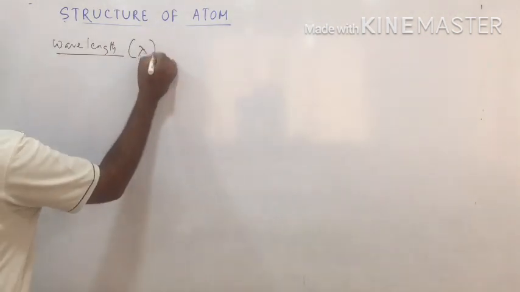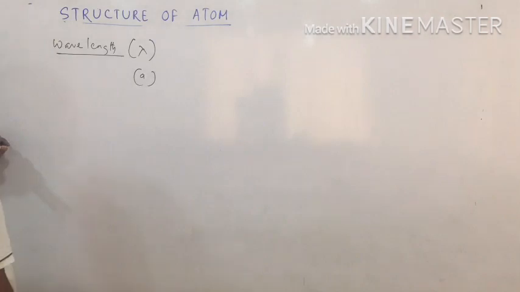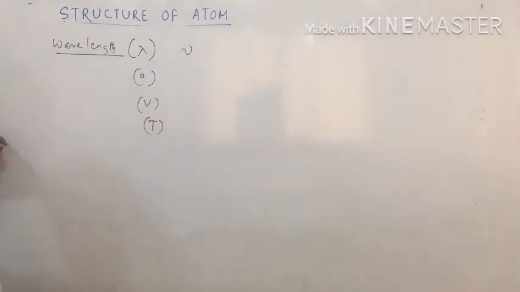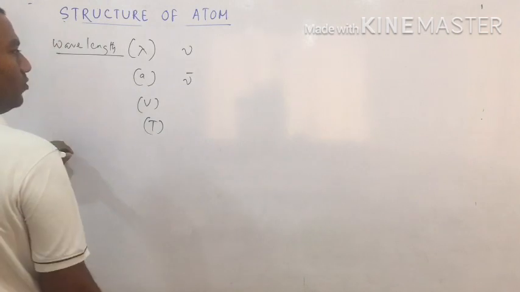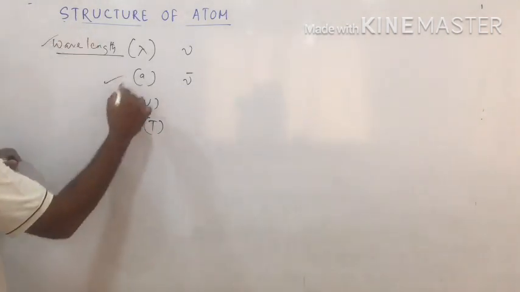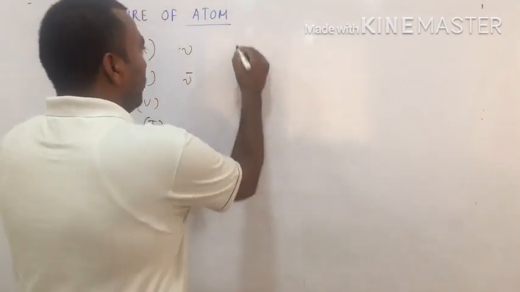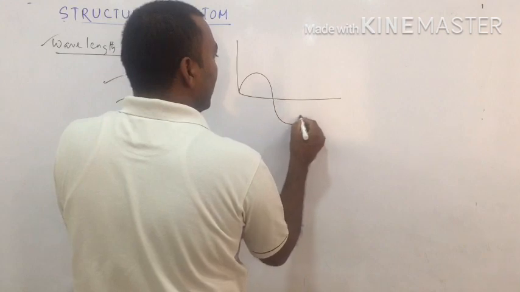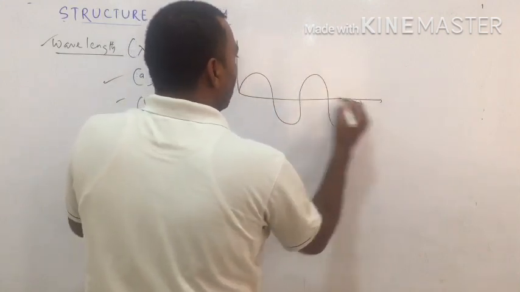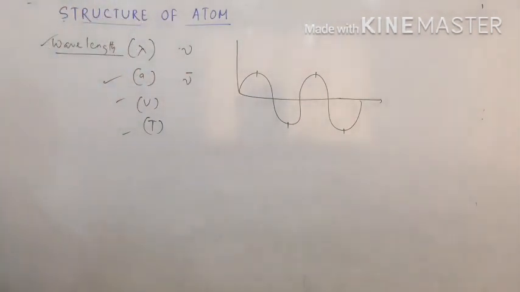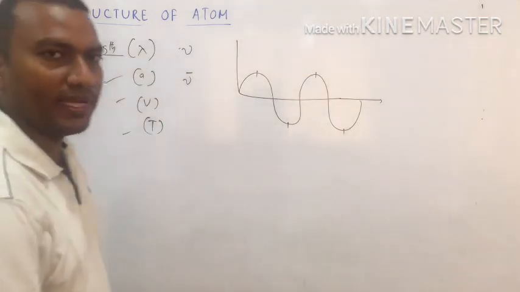Wavelength (lambda), amplitude (a), velocity (v), time period (T), frequency (nu), and wave number (nu bar). These are the different terms associated with the wave character. When the wave propagates like this, this is called the crest and this is called the trough. Crest and trough. So first, what is the meaning of wavelength?